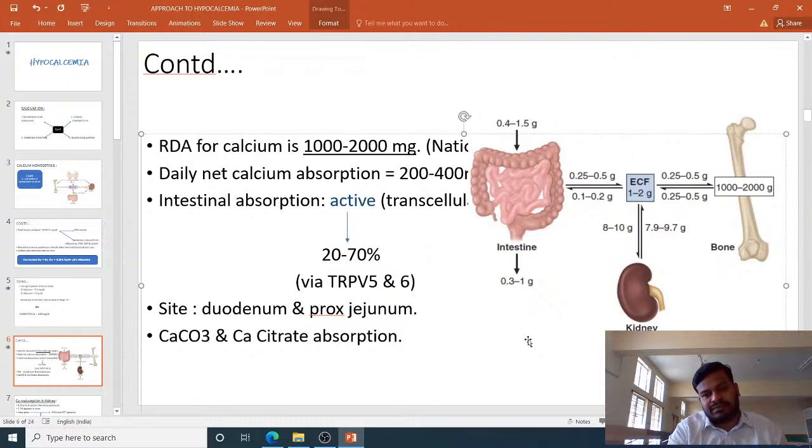It's a small diagram. Extracellular fluid has 1 to 2 grams, and there is bone calcium of 1000 to 2000, which will be in exchange with the gut and also the kidney. So there is a regulation from the extracellular fluid. The main sources are the bone, kidney, and the gut. These are the main sources where calcium is being regulated.